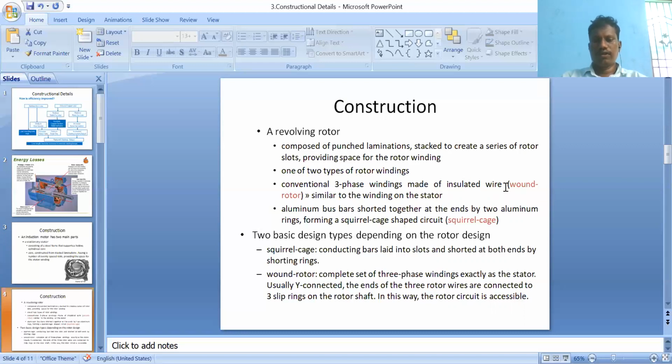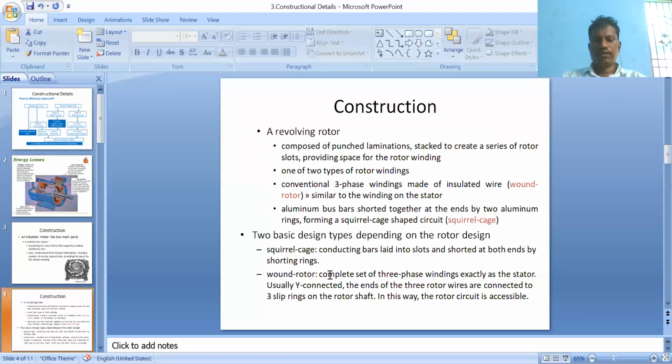The wound rotor is also called a slip ring induction motor. There are two basic design types depending on the rotor design: the first one is the squirrel cage and the other is the wound rotor. In the squirrel cage type, the conductor bars slide into the slots and are shorted at both ends by the end rings.